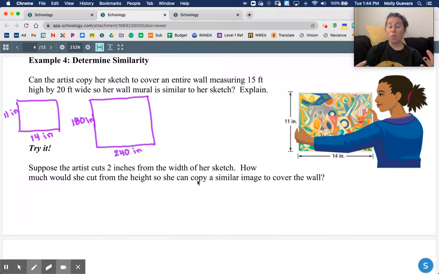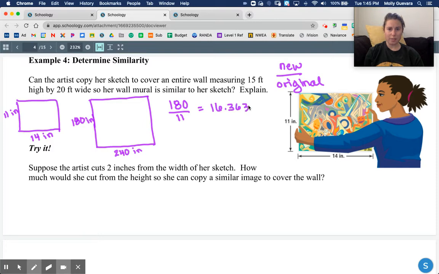Okay, so now because they're in the same units, I can compare. If this sketch is the same shape as the wall, then it'll fit perfectly. So I just need to see what the scale factor is. Remember, the scale factor is always the new side over the original side. Okay, so here my new side, I'm going to do 180 inches divided by 11 inches, which gets me like 16.3636 repeating. Okay, so the scale factor here is like 16.36 repeating.